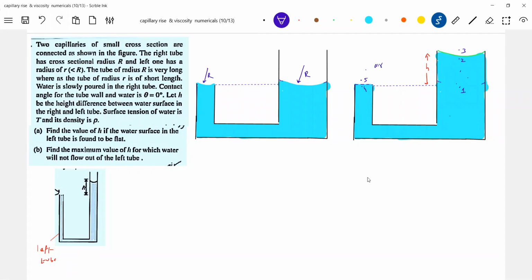There's a liquid of density rho. What should be the pressure? The pressure at 3 and 5 should be equal to P naught. We are discussing the first part of the problem. Angle of contact is 0. If the angle of contact is 0, then what should be the radius of the meniscus? It should be equal to capital R. Am I right?